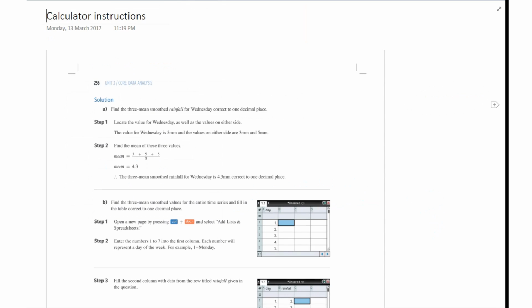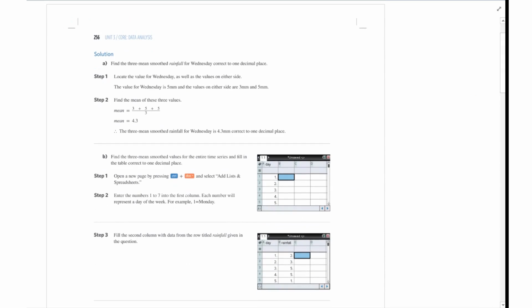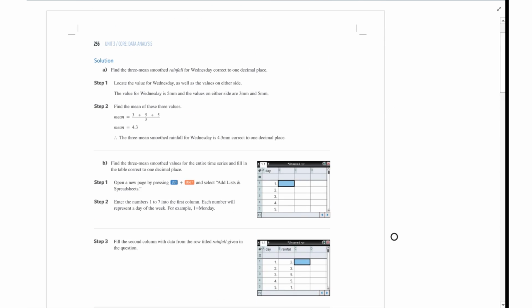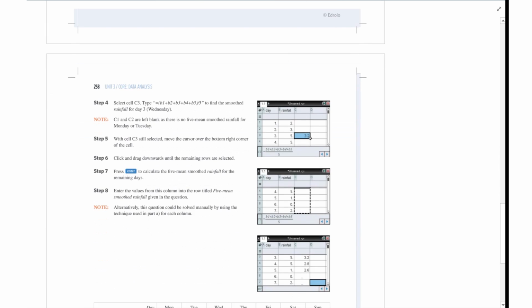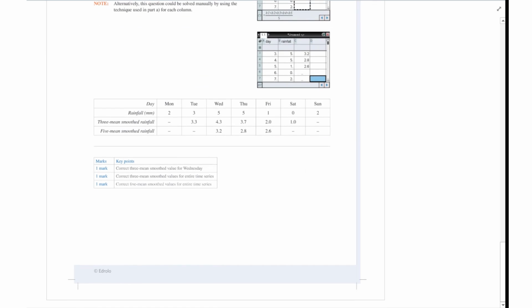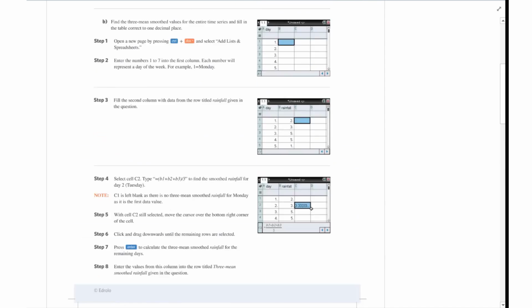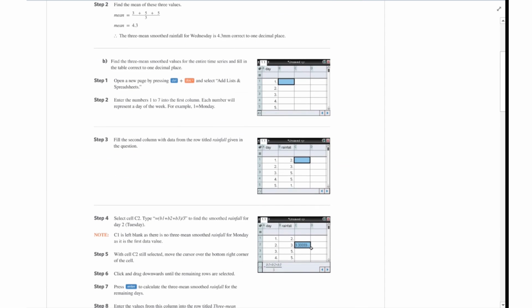Here's some calculating instructions. Okay. So this is for using 3 mean smooth values. Scroll down, it's got the instructions there. I'm not going to go through it on this, but if I want to find a 5 mean, this is going to give me the instructions on how to do it using your calculator to calculate that. Okay, that is 3 and 5 moving mean smoothing.